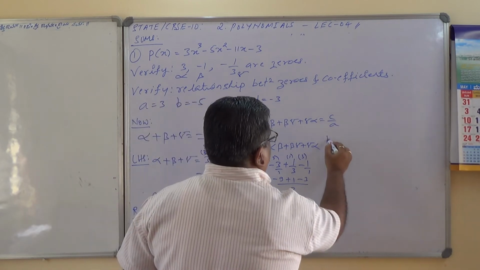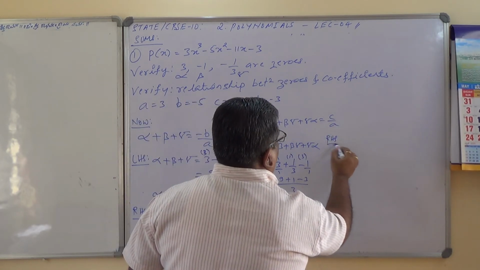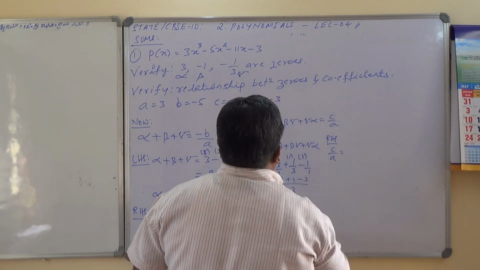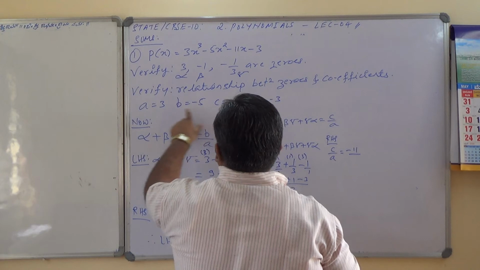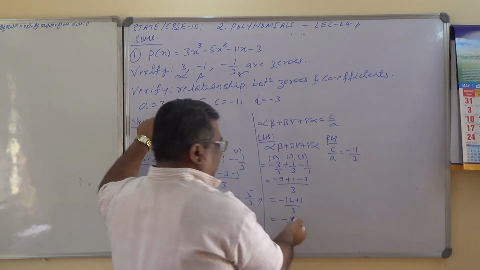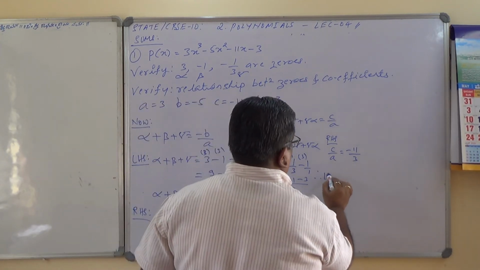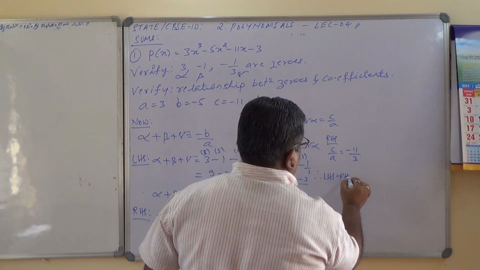Similarly, RHS, C by A equals, C is how much? Minus 11. A is 3. Check here. Therefore, LHS equals RHS.